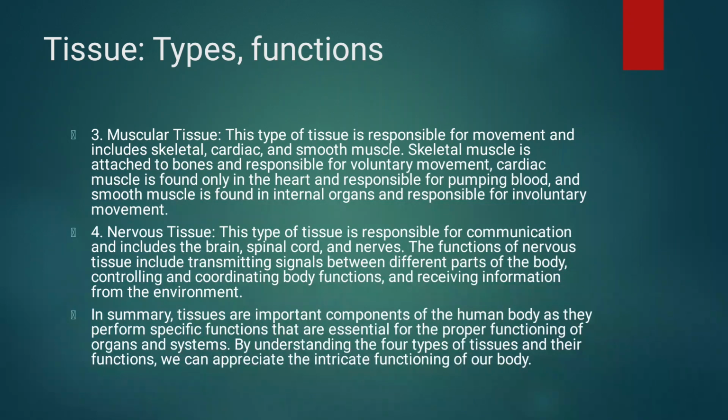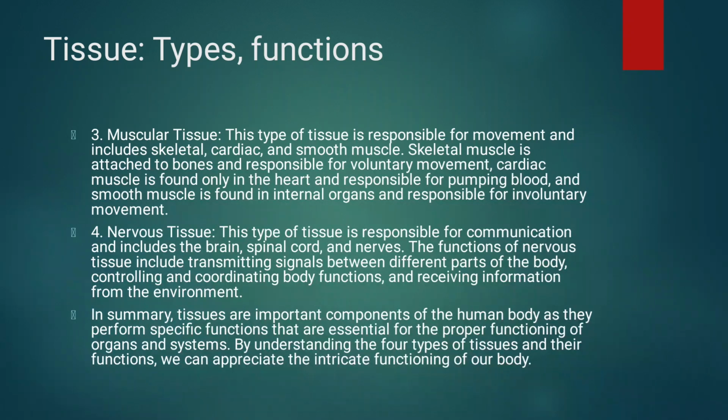The next type is muscular tissue. This type of tissue is responsible for movement. It includes skeletal, cardiac and smooth muscles. The skeletal muscles are attached to the bones and are responsible for voluntary movement. Cardiac muscle is found only in the heart and is responsible for pumping blood. Smooth muscle is found in internal organs and is responsible for involuntary movement.